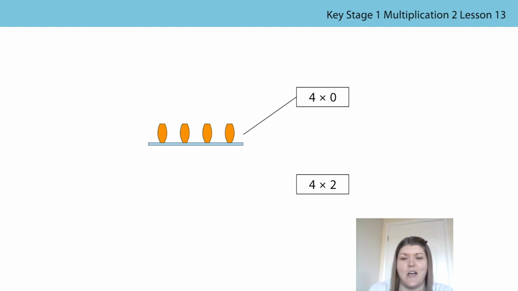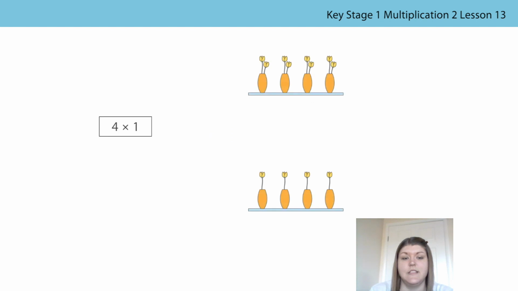So I'm going to make it a little bit harder now. This time you have 1 expression and 2 pictures to choose from. Which picture matches the expression 4 times 1? Have a look. Point to the picture. Yeah, this one at the bottom. Because we have 1, 2, 3, 4 vases, and in each vase we have 1 flower.